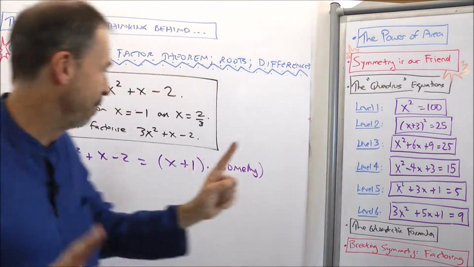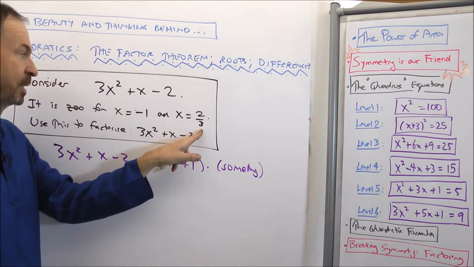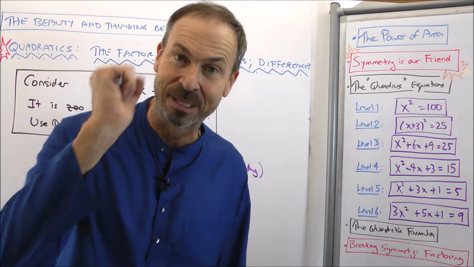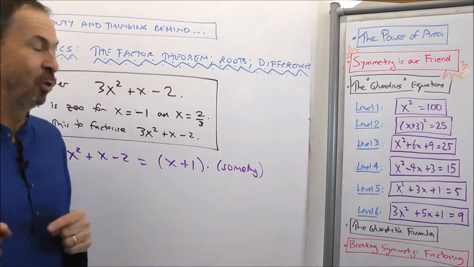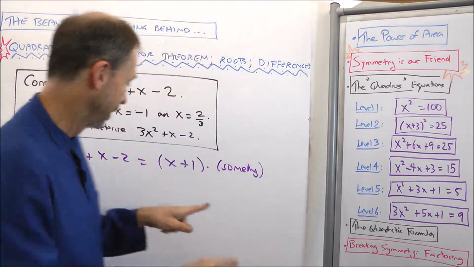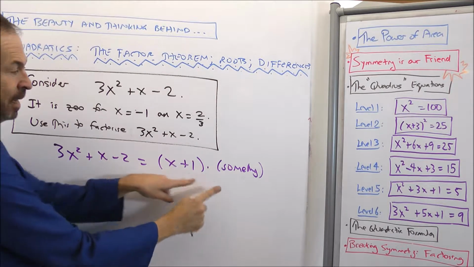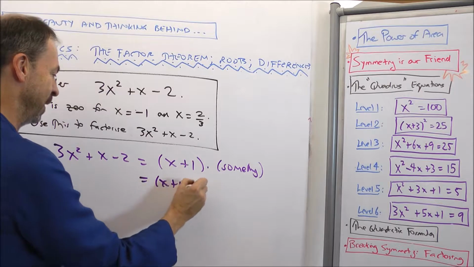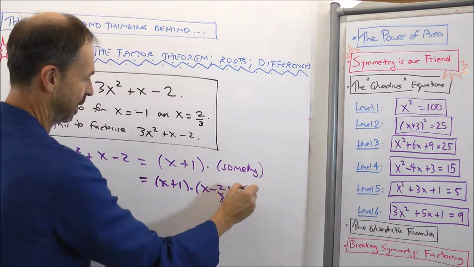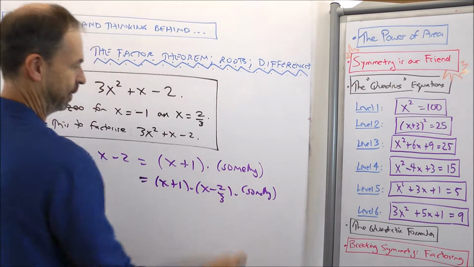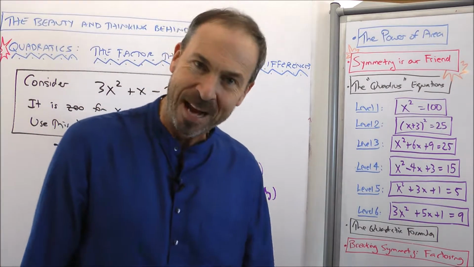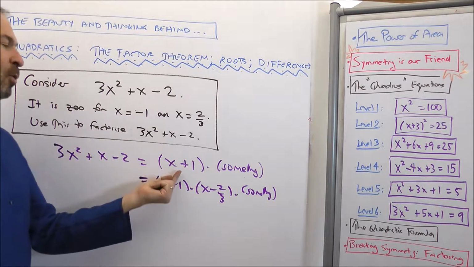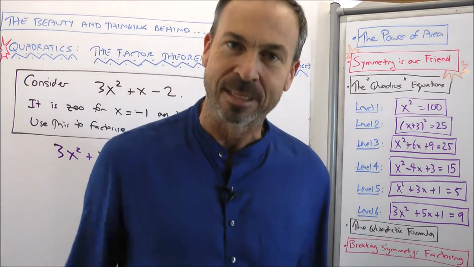But at the same time, x equals 2/3 makes this equal to 0. So it's a multiple of x minus 2/3 with 0 error. So that means x minus 2/3 is also a factor. It's not in the x plus 1 part, so x minus 2/3 must be part of this other part. So I can say it's x plus 1 times x minus 2/3 times something else. Because the factor theorem says if a particular x value gives you 0, then x minus that quantity is a factor.